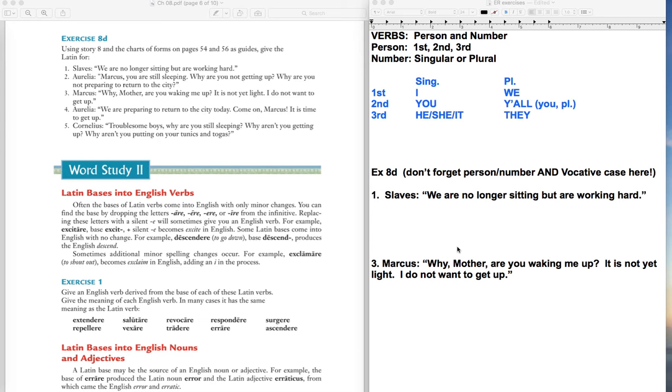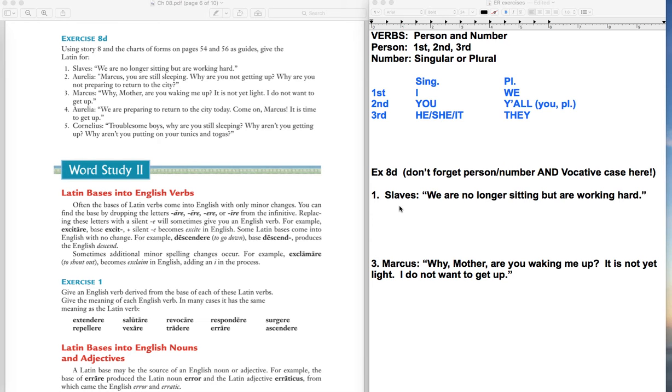Actually, I'm thinking about it. It says use story 8 and the charts of forms on pages 54 and 56 as a guide. So possibly story 8 has roughly these sentences in there, but you'll at least be able to find parts of the sentences, and in some parts of it you'll have to think about it or look at the charts of forms as it says on these 2 pages here. But I'm going to give you 1 and 3, but I want you to always be thinking and not just copying answers. That is a waste of time, I think.